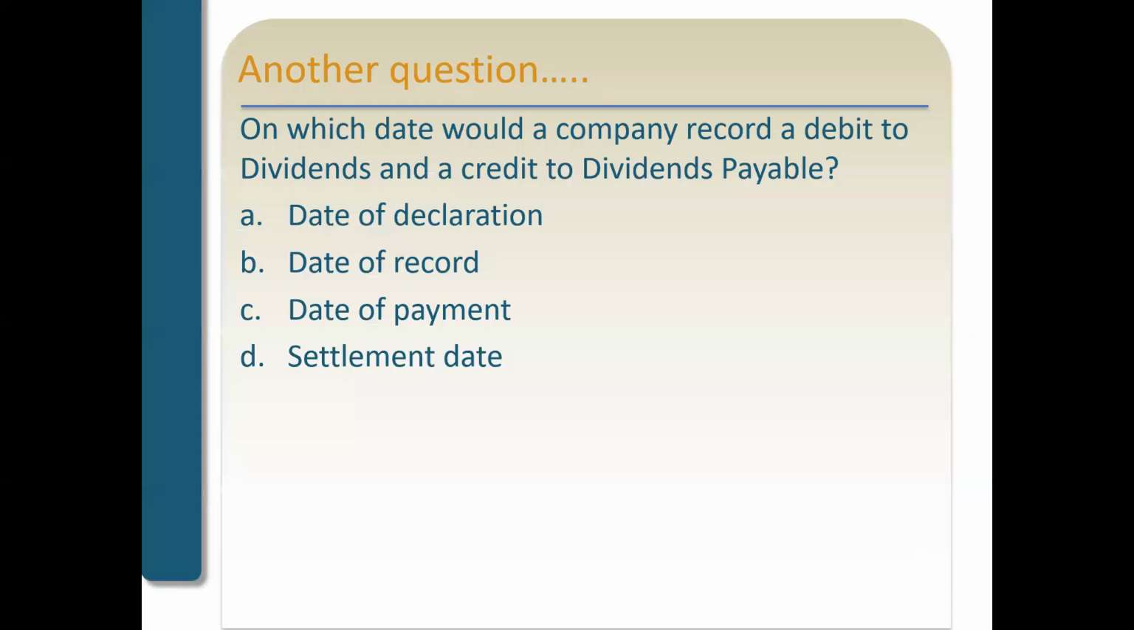Okay. So guys, on which date would a company record a debit to dividends and a credit to dividends payable? Which date does this happen? A. A, the date of declaration. Exactly right. Thank you.